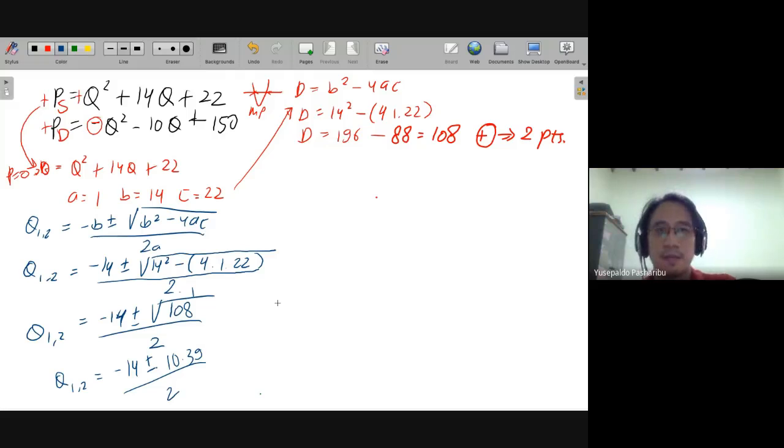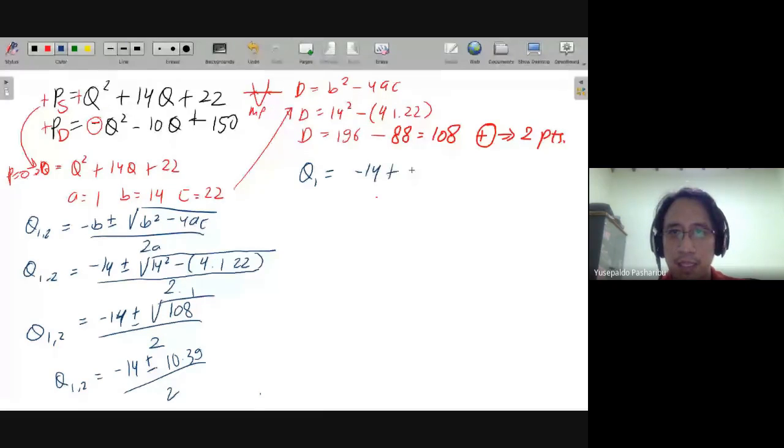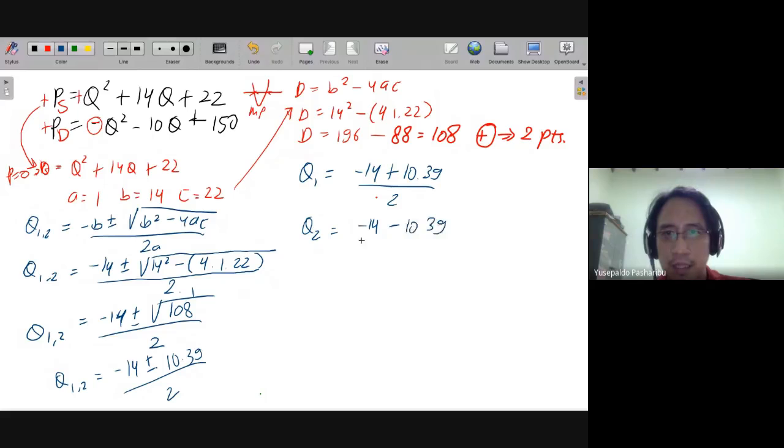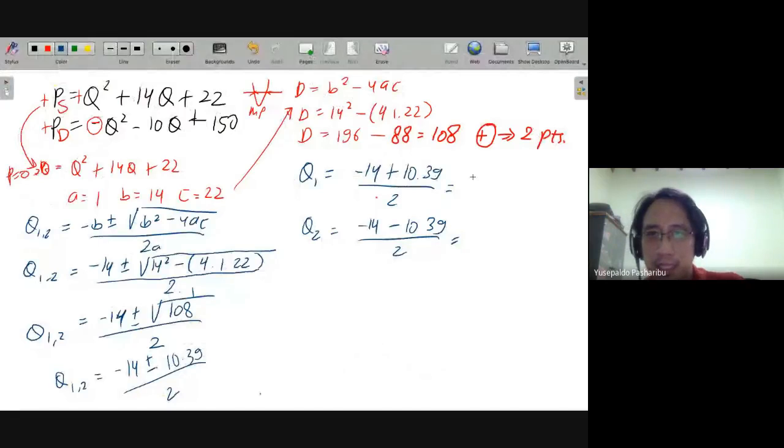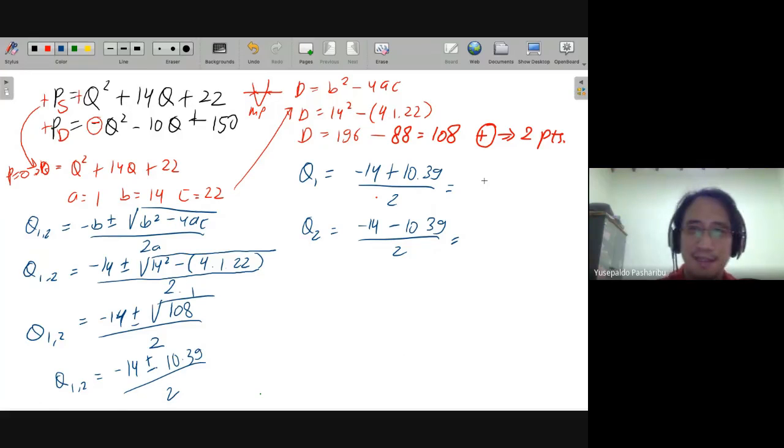Divided by 2. So for Q1 equals minus 14 plus 10.39 divided by 2. For Q2 it is 14 minus 10.39 divided by 2. Let's calculate it. This is still simple. Minus 14 plus 10. Oh, not so simple.